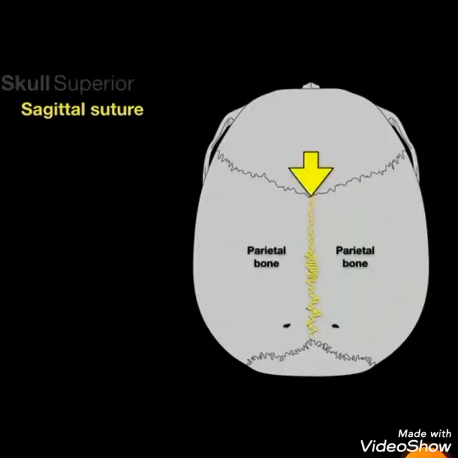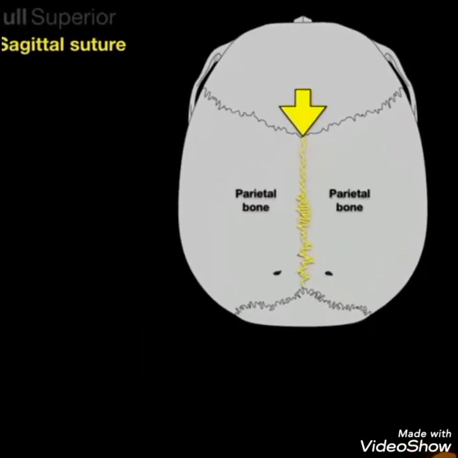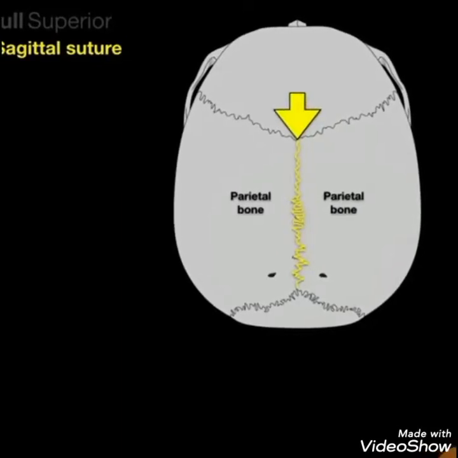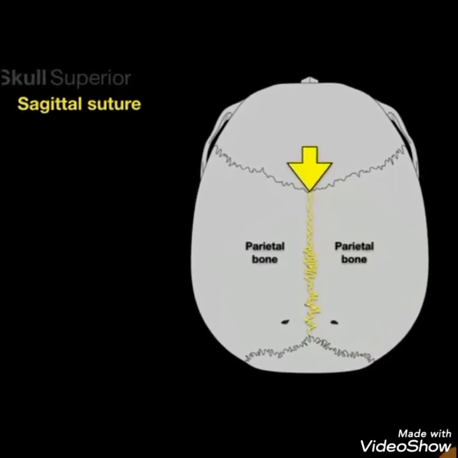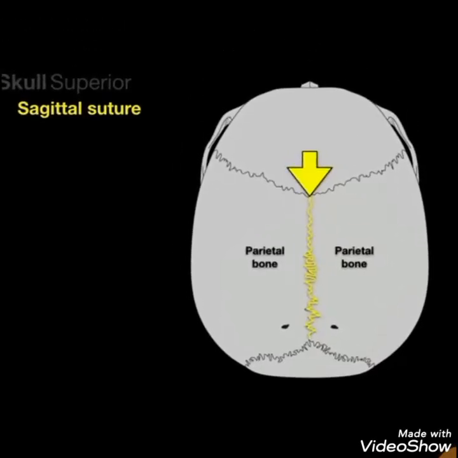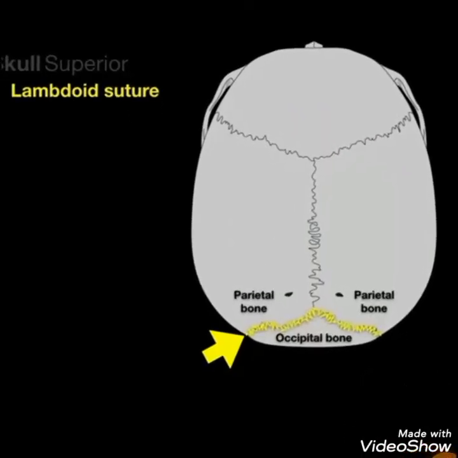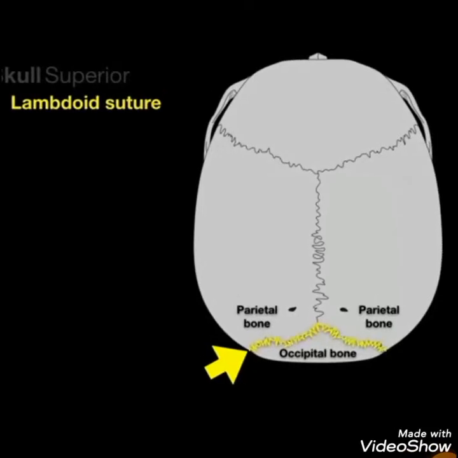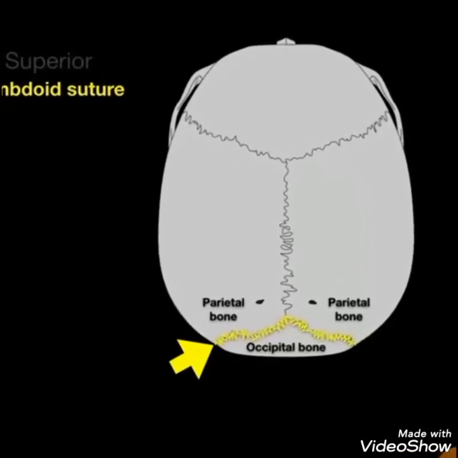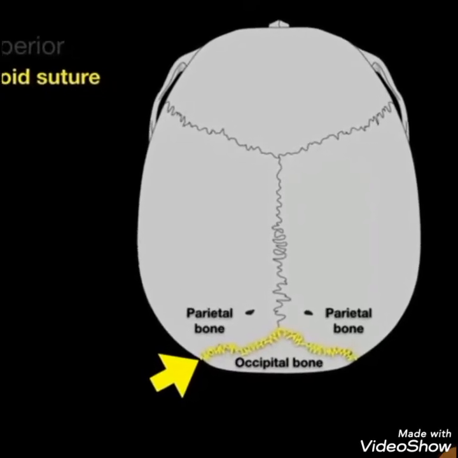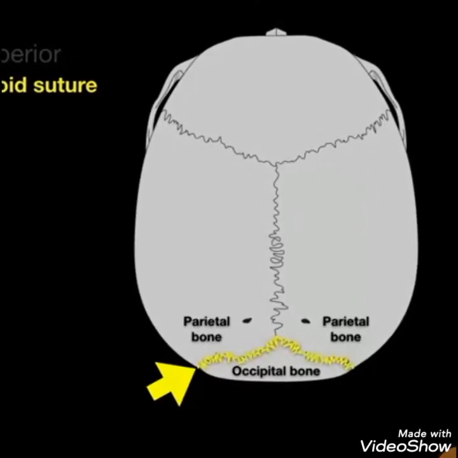Then we have to learn about the sagittal suture that is present between the two parietal bones. They articulate via the sagittal suture that is present on the vertex of the skull. Then concentrate on the lambdoid suture, which is like an inverted V-shaped letter, present between the occipital bone posteriorly and the two parietal bones.